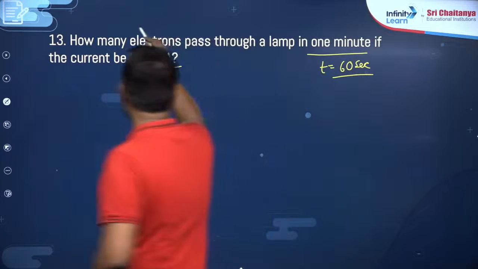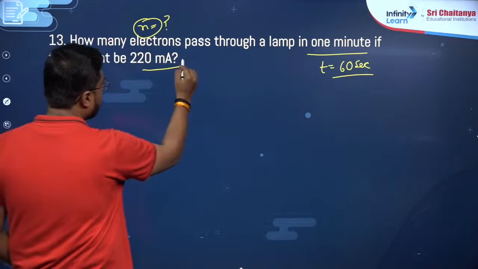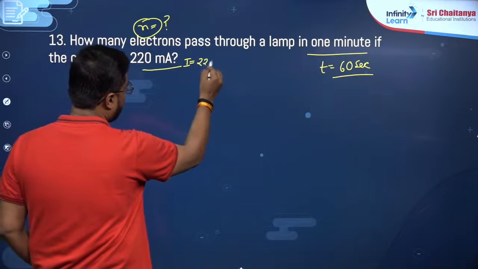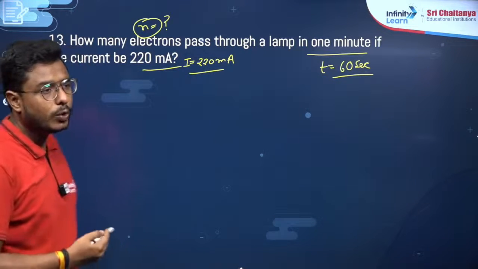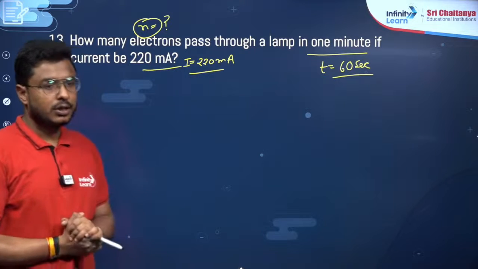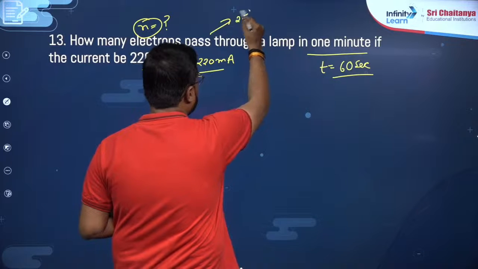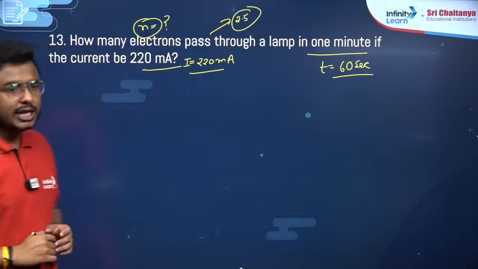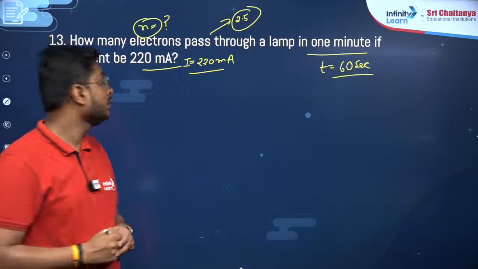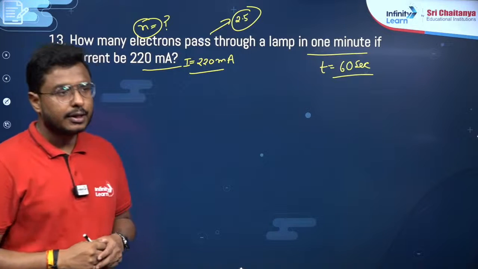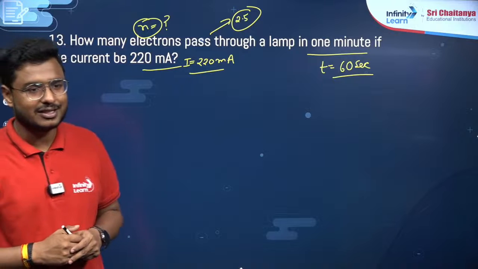The number of electrons they are asking you, the value of N. Current is given to you, 220 milliampere, that you need to convert into ampere. Now think about it, which formula you can use and how to calculate this. Let me give you 2.5 minutes to calculate this. Charge present on one electron, you already know, that is 1.6 into 10 to the power minus 19. Try to solve it. Calculation will be there, but anyhow you need to do the calculations, right?